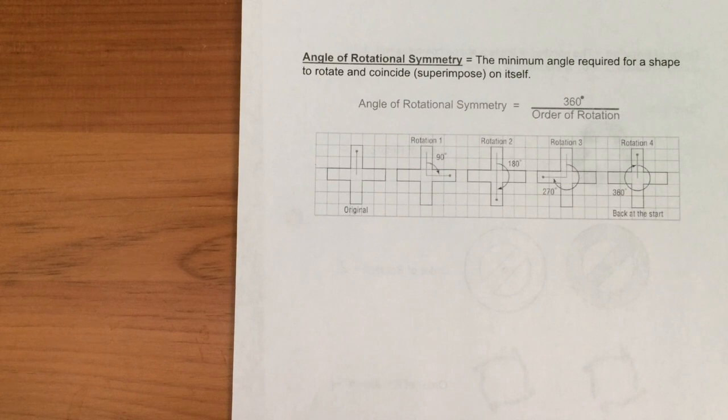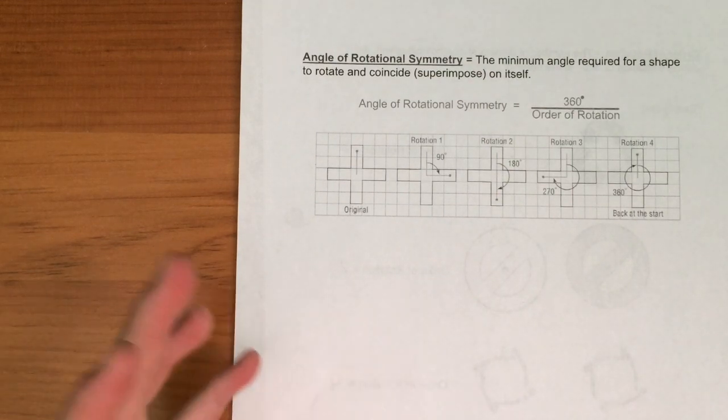So now we have another term. This term is called the angle of rotational symmetry, and it's the minimum angle required for a shape to rotate and superimpose on itself, so overlap itself perfectly. So what that means is that we have a little formula for it.